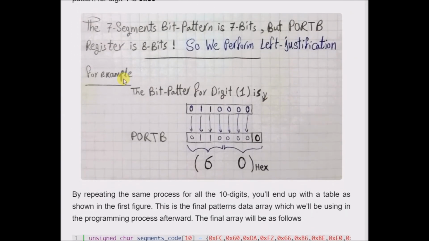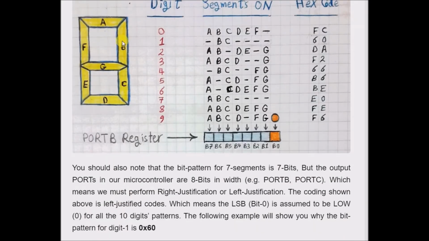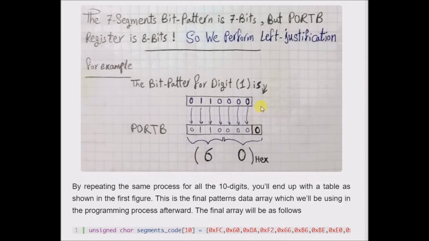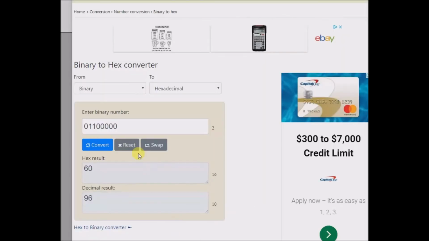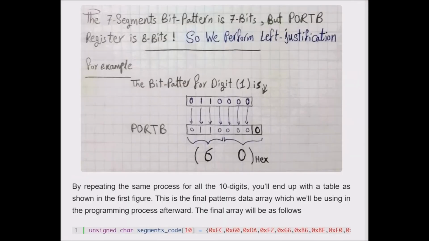Okay, so I'll read this picture. The 7 segments bit pattern is 7 bits, but port B register is 8 bits. So we perform left justification. For example, the bit pattern for digit 1 is just B and C were lit up. B and C. And then they tag on a 0. So port B is 6, 0. So it checks out on the binary to hex converter. Result is 6, 0. By repeating the process for all the 10 digits, you'll end up with a table as shown in the first figure.